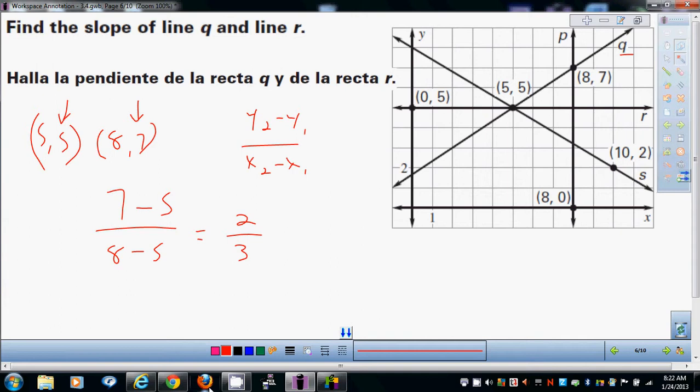We found those coordinates from line Q. Here's Q. Here are 2 points on Q. So we use those.